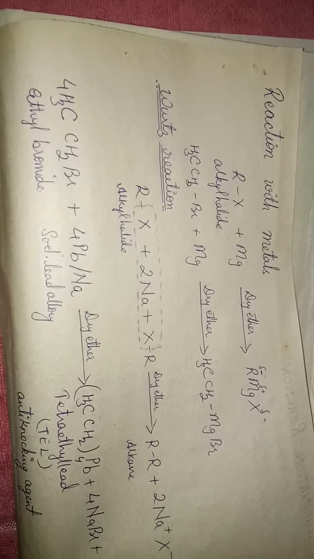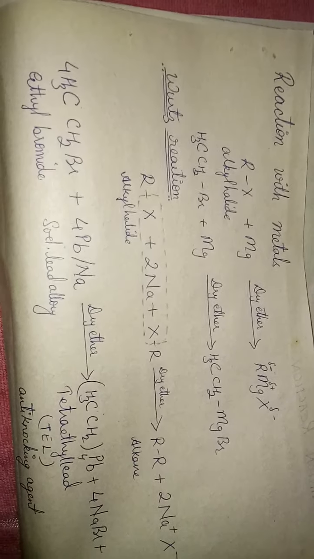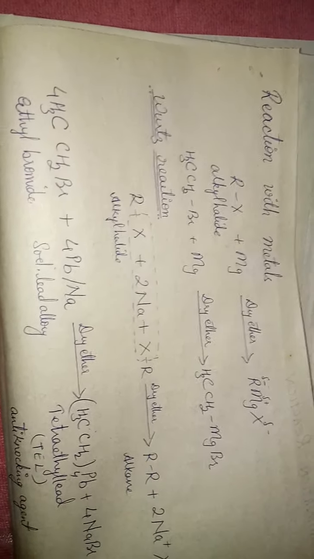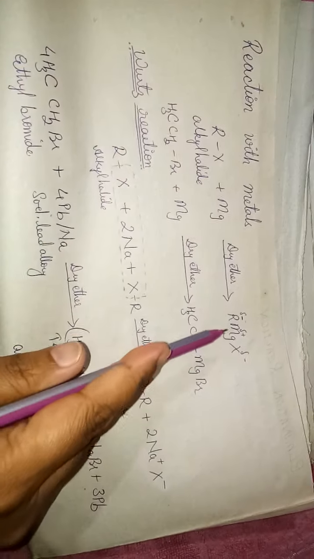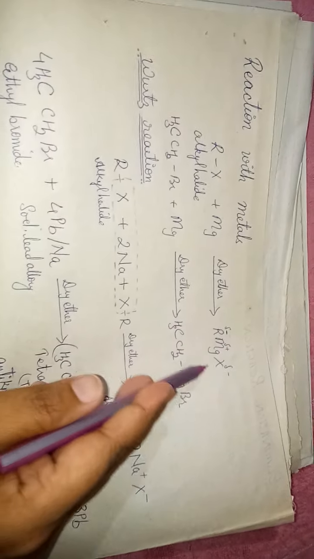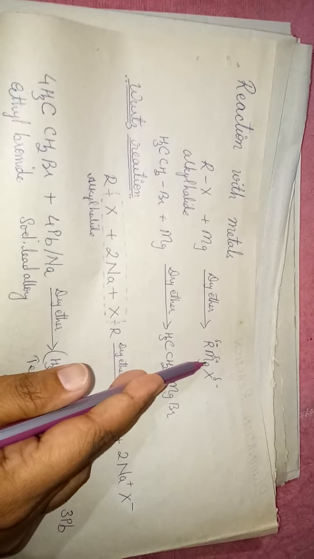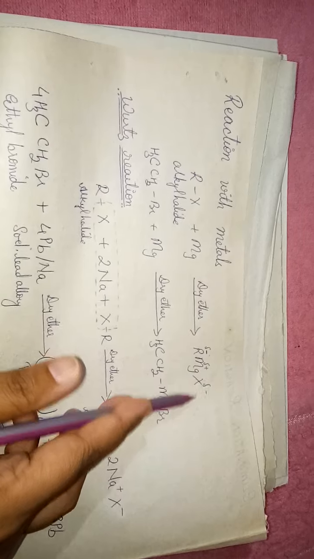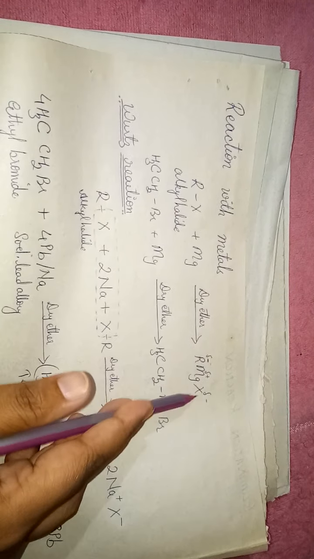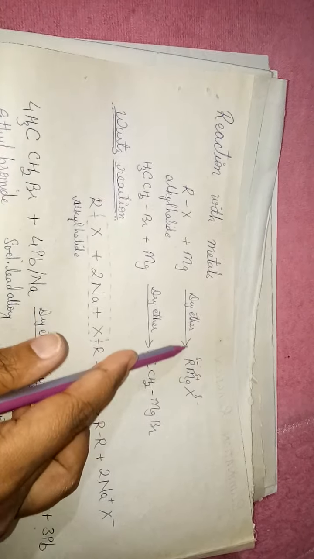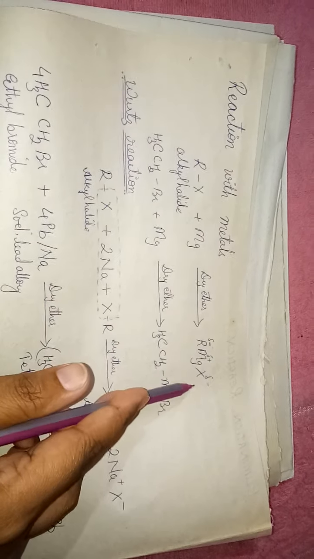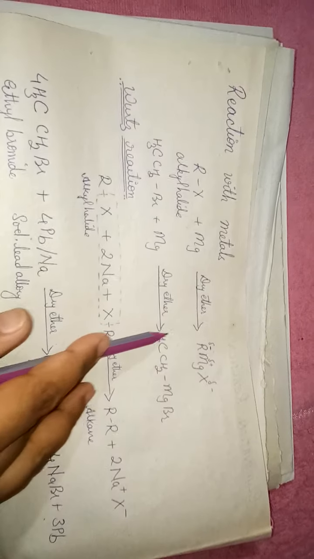Now in Grignard reagent, the carbon magnesium bond is covalent but highly polar due to large electronegativity difference between carbon and magnesium. You can see it is polar, but there is a large electronegativity difference. The magnesium and halogen bond is ionic. So this is the representation of Grignard reagent. Also we call it RMgX. This is how Grignard reagent is formed.